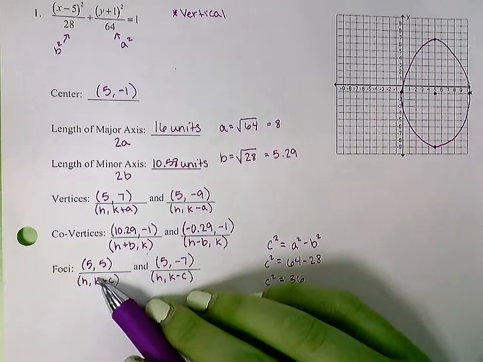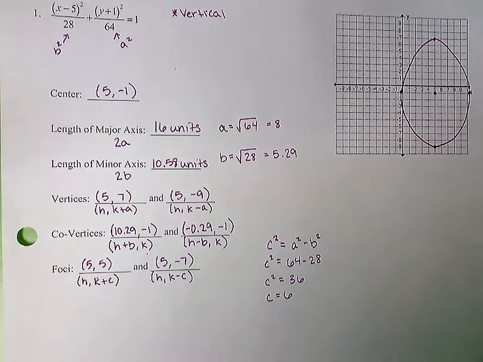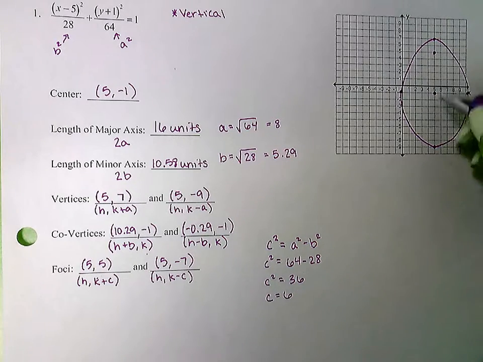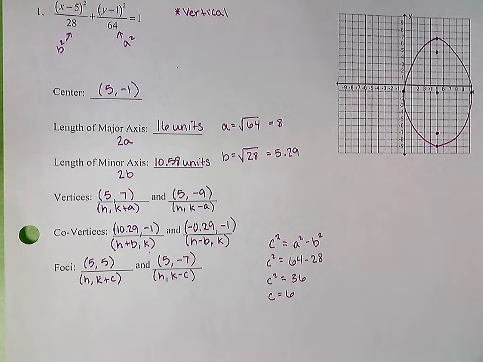Then I just want to plot my foci points. So I have a point at 5, 5 and 5, -7. And that would be the graph of your ellipse.